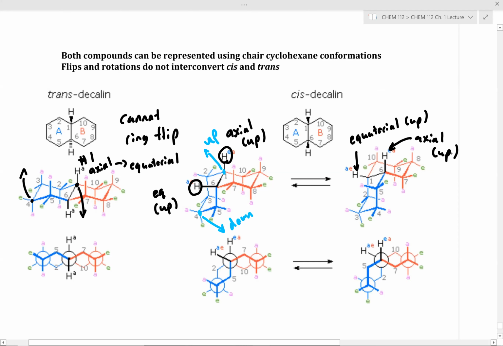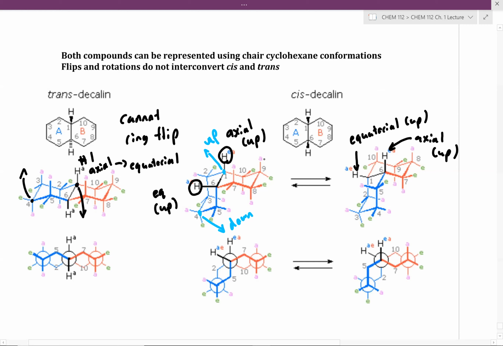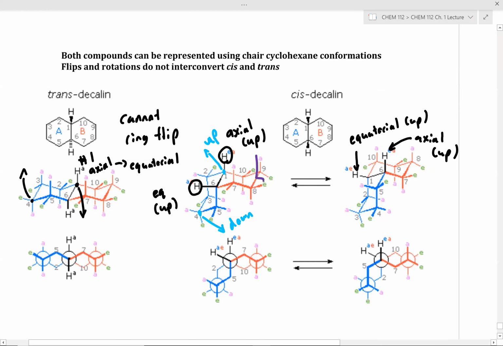as well, is that this ring flip occurs for both of our cyclohexane rings, and all of our substituents that were originally in the axial position are now in the equatorial position. So for example, let's pay attention to carbon number 9. So we have this axial substituent that's pointing up.